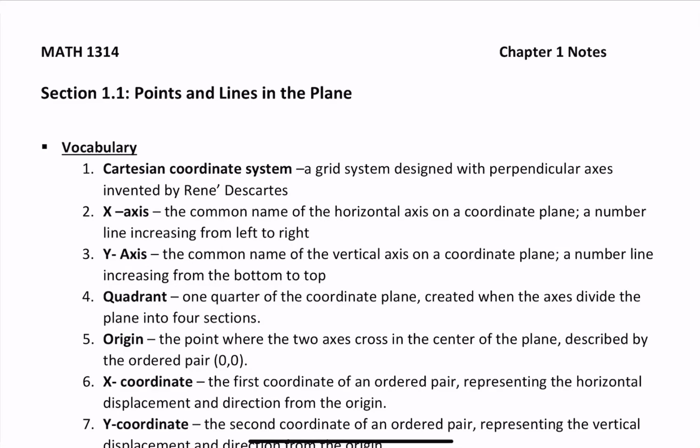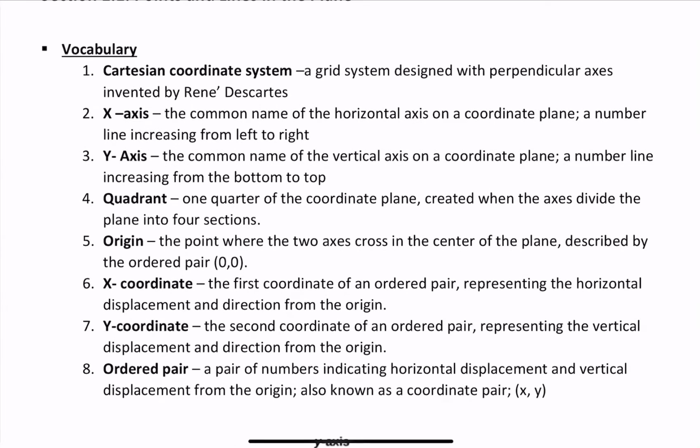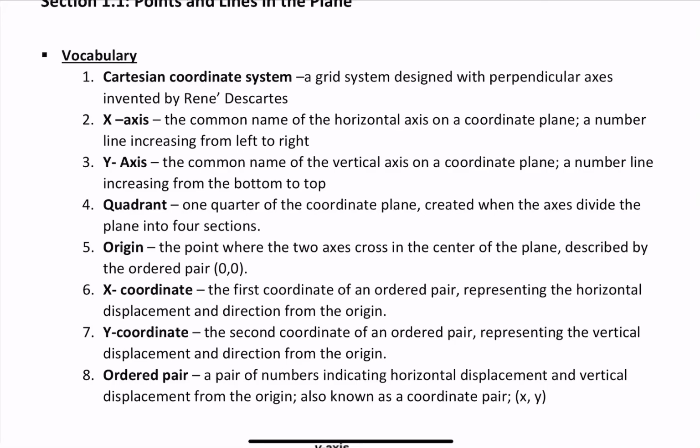So section 1.1 deals with points and lines in the plane. We're going to start out with some vocabulary that deals with plotting points. We've got the Cartesian coordinate system, which is a system designed by René Descartes. It deals with your x and y axis, which are perpendicular on the coordinate plane. So our x-axis is our horizontal axis, and the y-axis is the vertical axis.